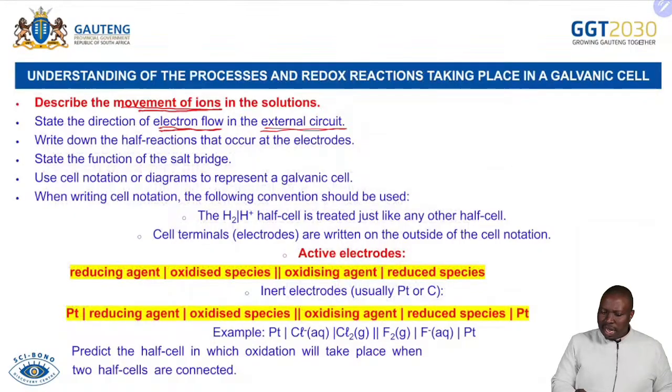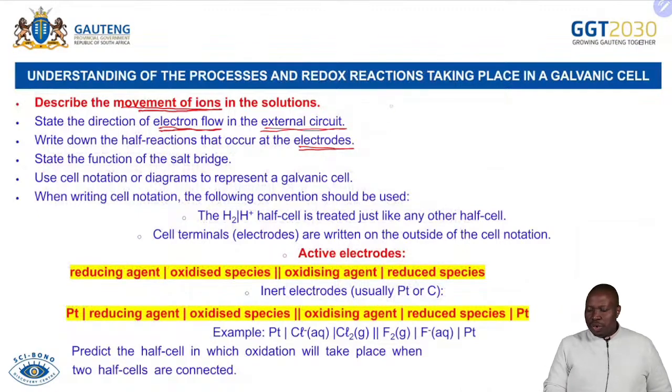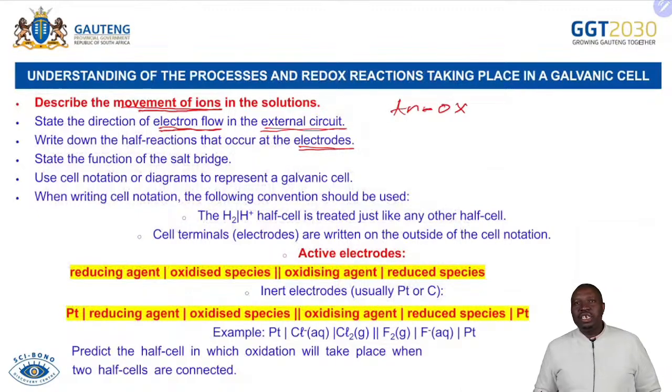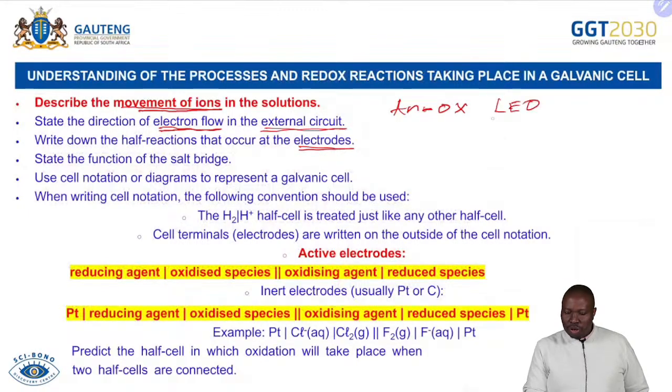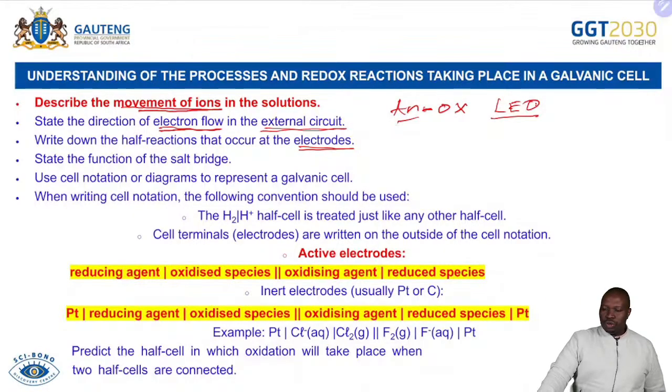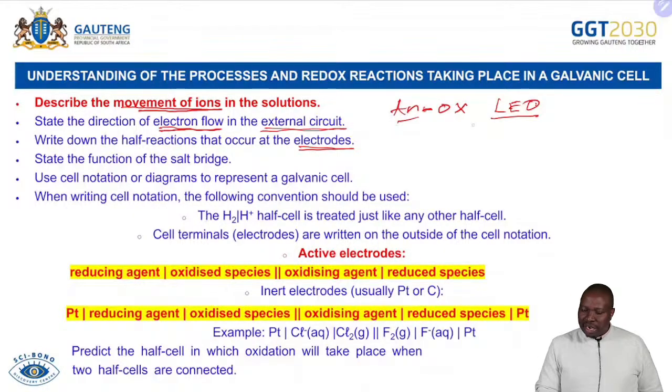We'll be focusing as well on the reaction that happens at the electrodes. Already I told you that at the anode, we said an oxidation is taking place, and we said oxidation is loss of electrons. So loss of electrons is oxidation, and this happens at the anode. And at the cathode, we said RED CAT.